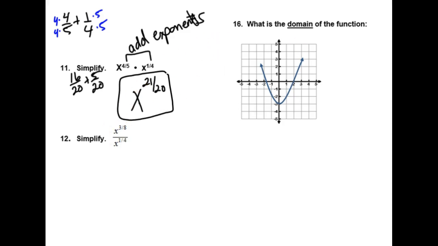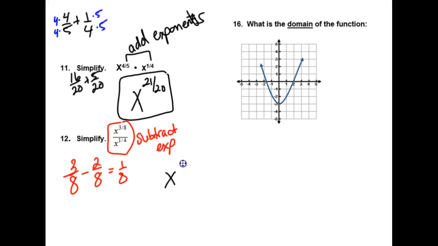Okay, here the rule is when you're trying to divide these bases, you're going to subtract the exponents. So again, on your calculator works for me. Otherwise, I'm going to have to do this by hand. So 3/8 minus, instead of 1/4, I'm going to call that 2/8. So my new exponent is going to be 1/8. So this is x to the 1/8 power is our solution, or simplification, I should say.